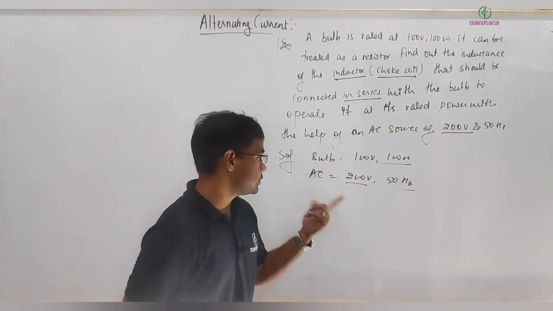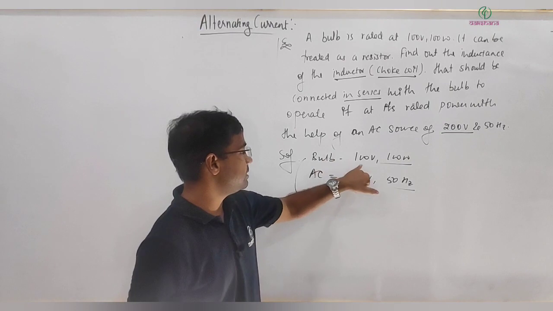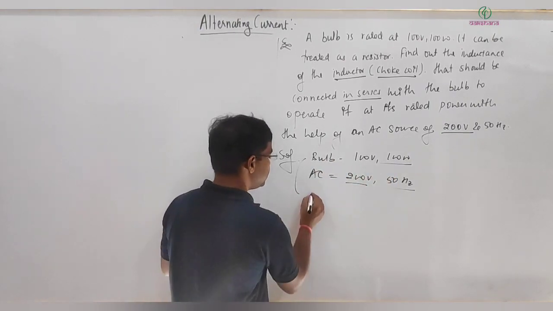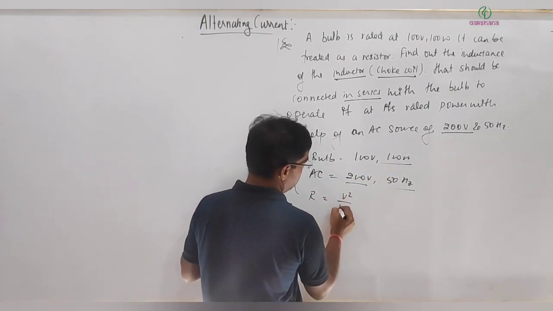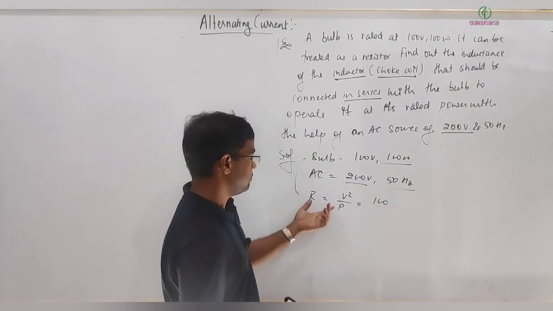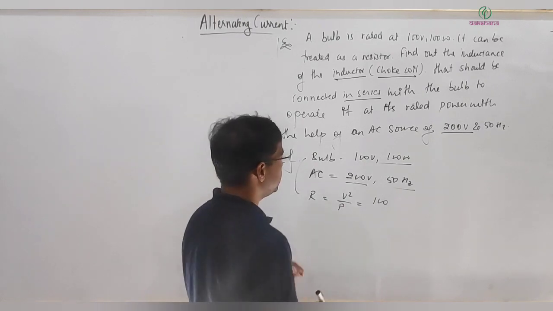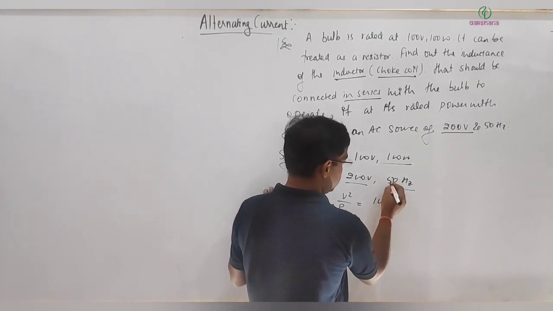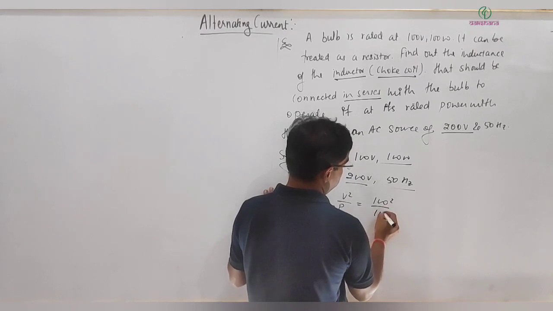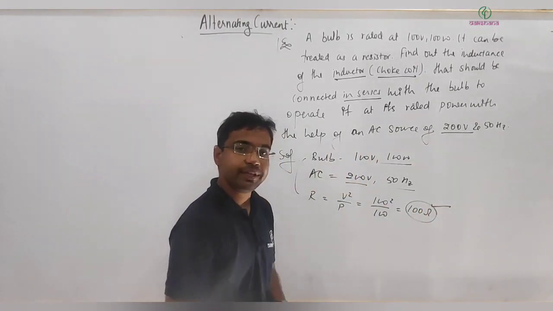Okay, so first thing, here the bulb has rated voltage and power. So resistance can be calculated from P is equal to V square by R. So we get 100 square divided by 100, that would be 100 ohm. So this is the resistance of the bulb.